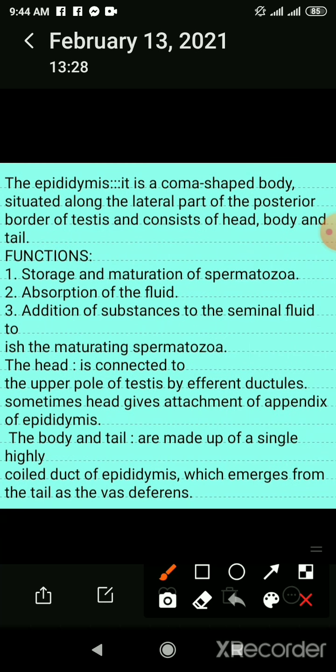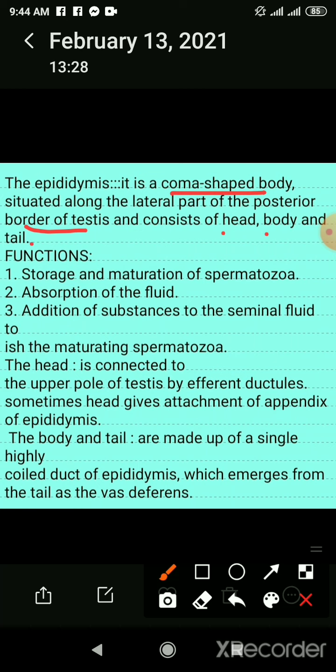Now let's know about the epididymis. What is epididymis? It is a comma-shaped body and it is situated along the lateral part of the posterior border of the testis. And it consists of three parts: head, body and the tail.